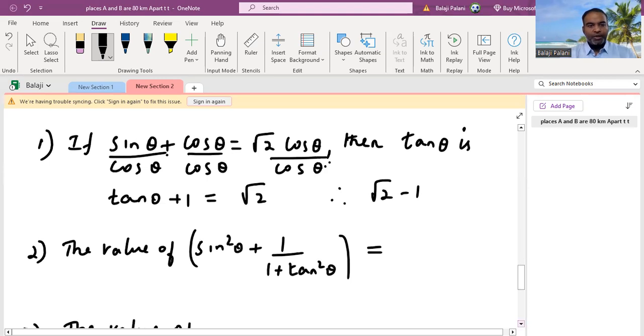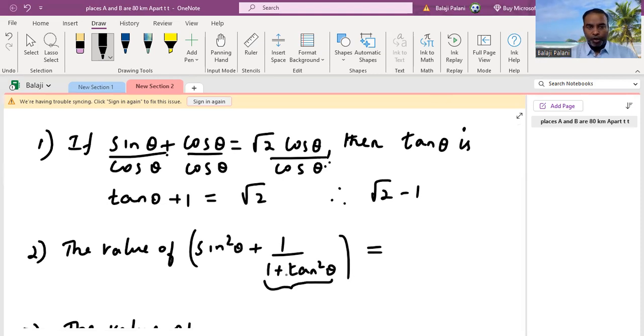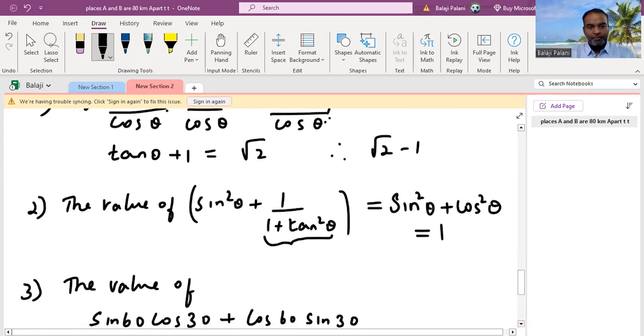So next one is value of sine square plus 1 by 1 plus tan square. We know the identity 1 plus tan square is secant square. And secant square is the denominator. 1 by secant square will be what? Cos square theta. So it comes to the numerator as cos square. So you will have sine square plus cos square after applying the identity and simplify, which we know that is 1. So we'll move on to the next question.